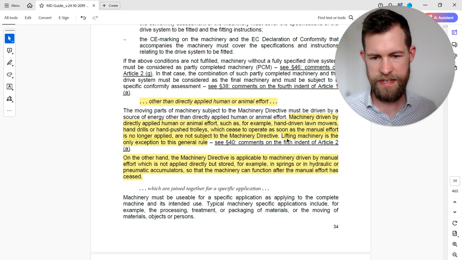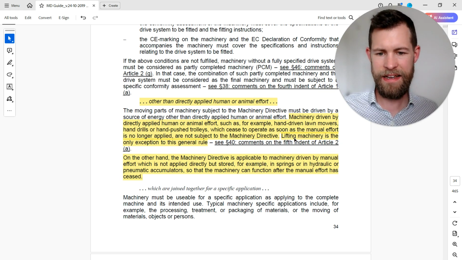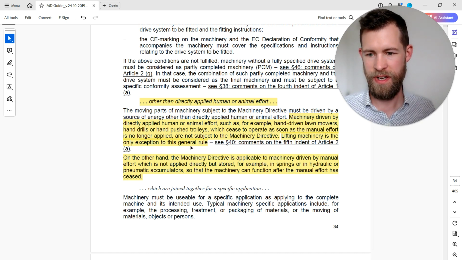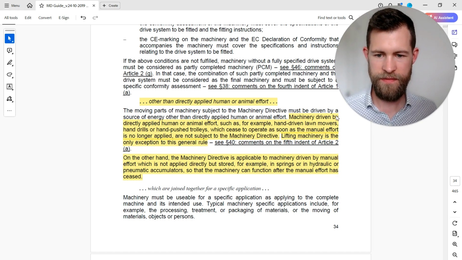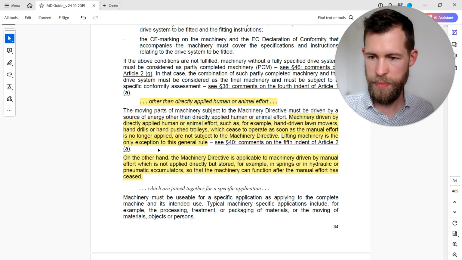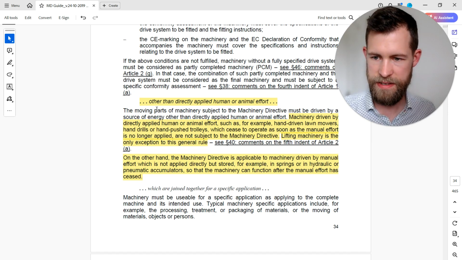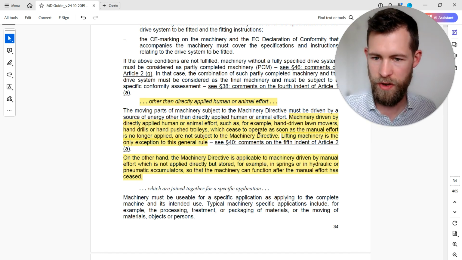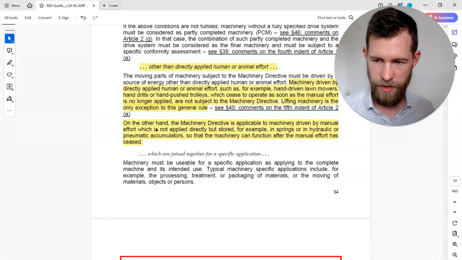However, it is also stating here that lifting machinery is the only exemption to this general rule. So lifting machinery is classed as machinery, but other than that, anything that is only moved by directly applied human or animal effort is not classed as machinery. We've got another comment down here.